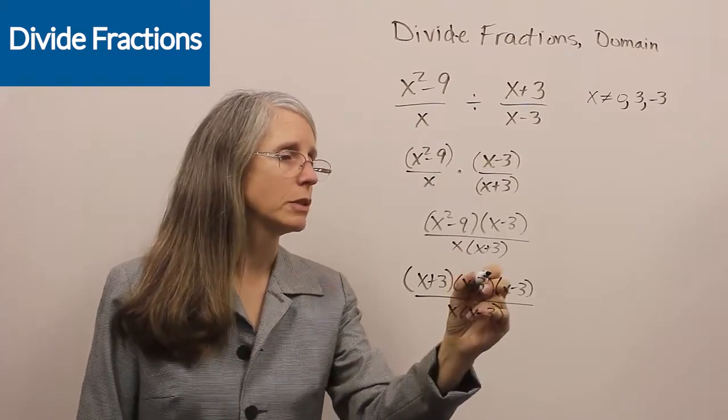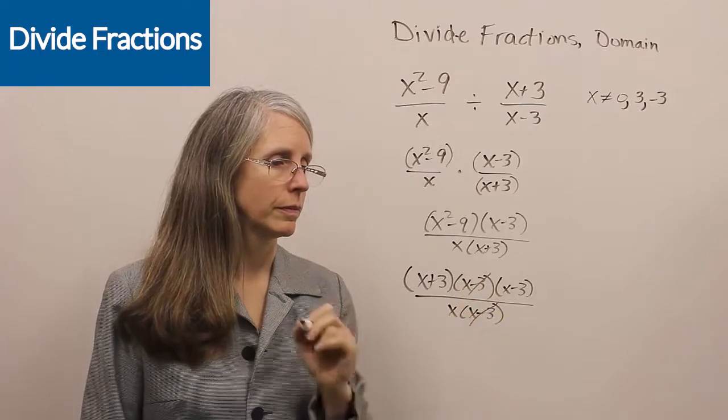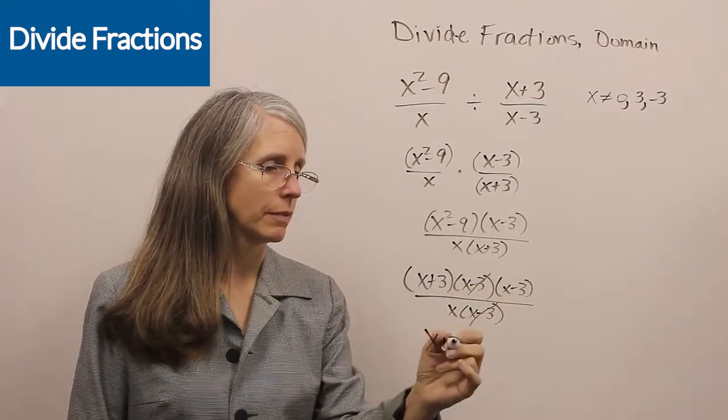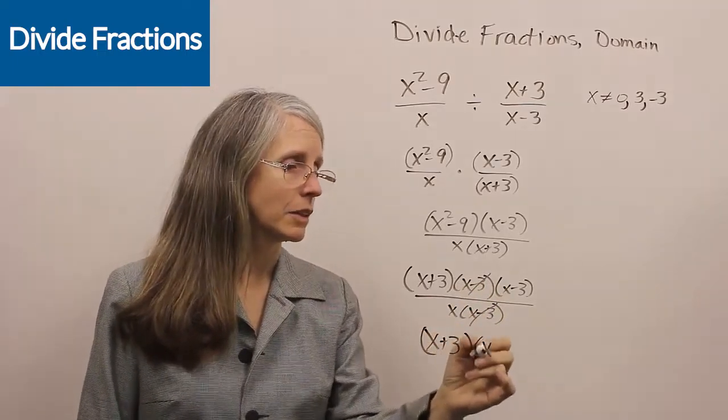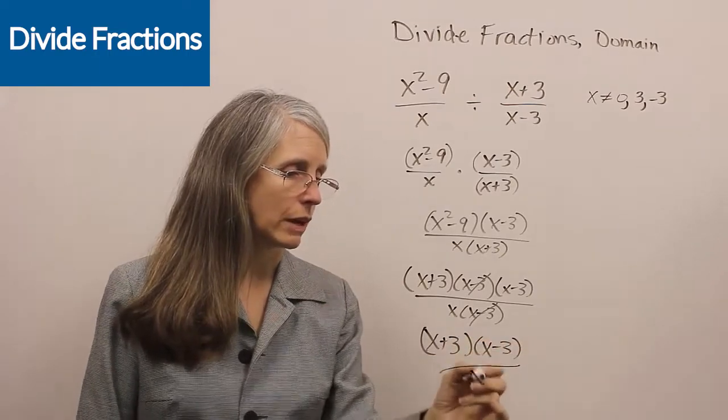Now the x minus 3's will cancel, leaving me with (x plus 3) times (x minus 3) over x.